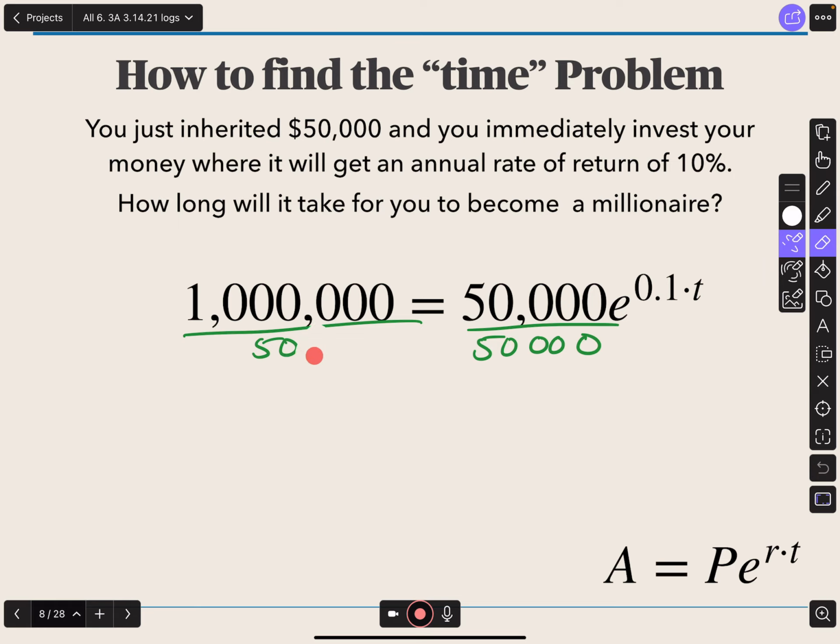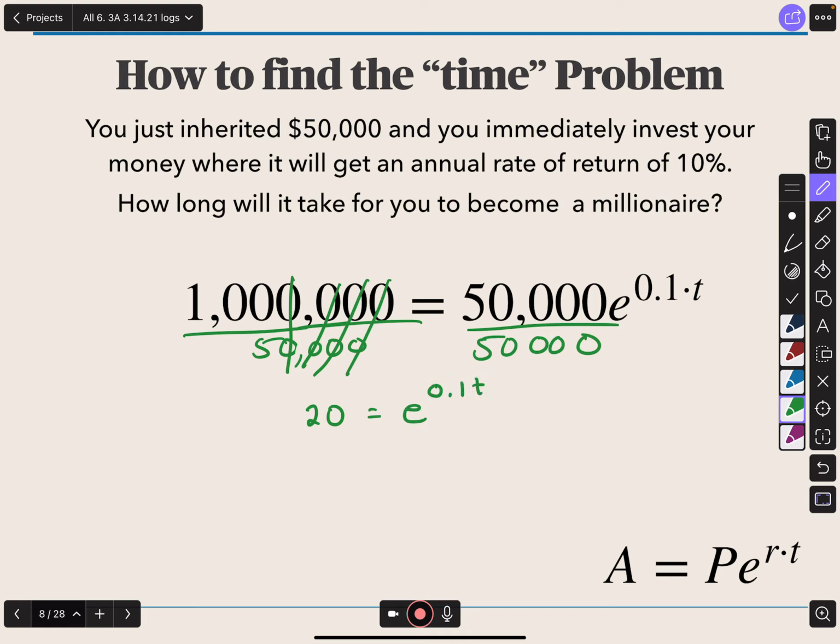Oops, 50,000. Let's not start with too much money. And we'll just simplify here, so 5 into 100, so 20 equals e to the 0.1t. And so we're trying to find the time. How long will it take us to get to that $1 million?